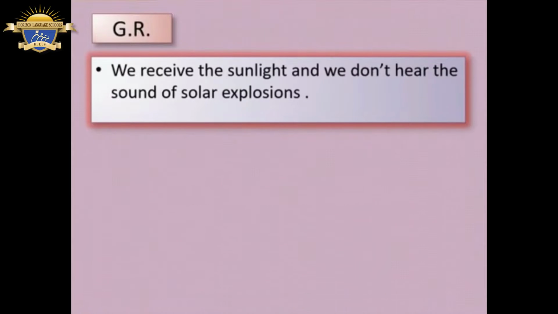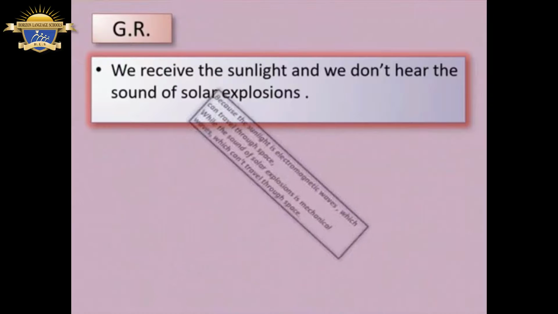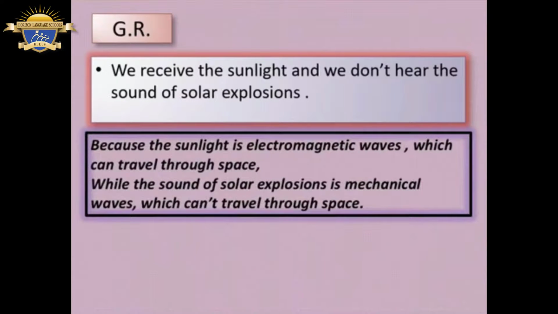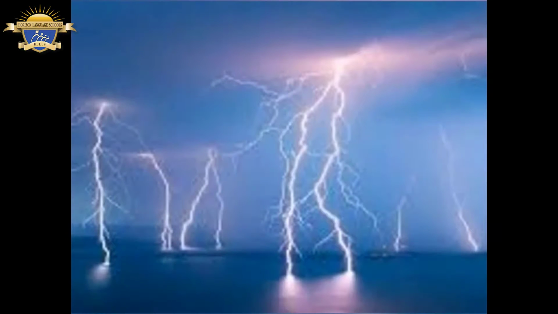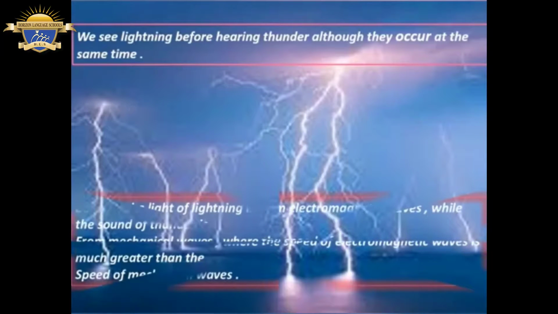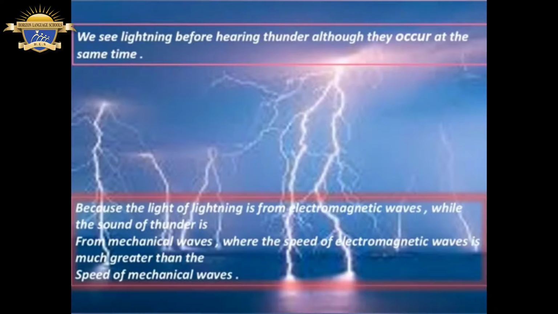Give reason: we receive the sunlight but we don't hear the sound of the solar explosion. This is very important because sunlight is an electromagnetic wave which can travel through space, while the sound of the solar explosion, boom, is a mechanical wave which needs a medium to transfer through and can't transfer through space.